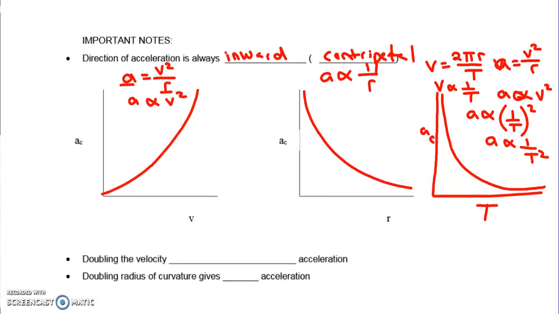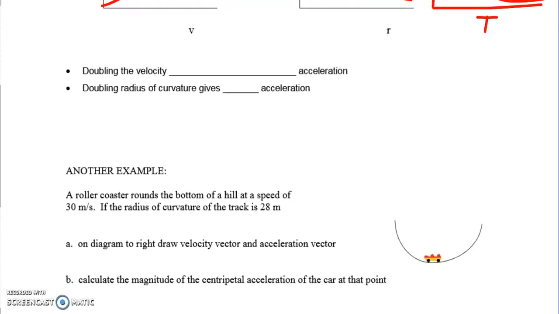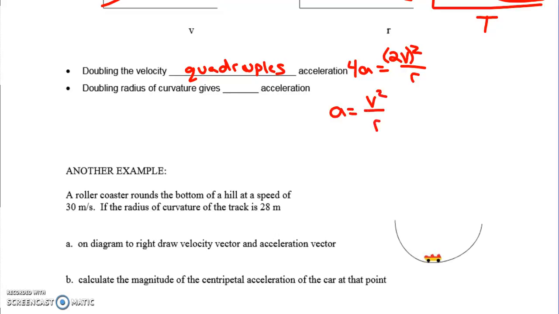So what are some other things that we could take away from this? Doubling the velocity quadruples the acceleration. A is equal to V squared over R, so if I put a 2 in front of V, and V is squared, my acceleration goes up by a factor of 4. And then likewise, if I double the radius, I'm introducing a factor of 2 in the denominator, so I must do the same thing on the left-hand side of the equation, so it halves the acceleration.